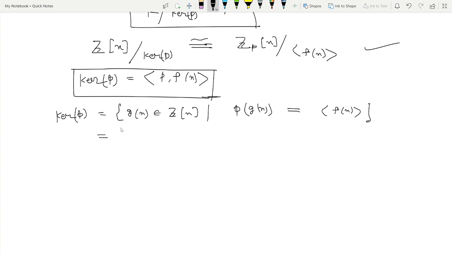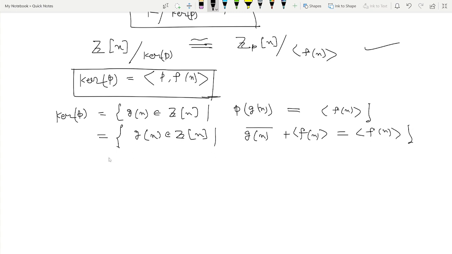So let me again write this. All such g(x) belonging to Z[x] such that the definition of phi is this: g(x) taken modulo p, plus this ideal generated by f(x), equal to the ideal generated by f(x). So this is an easy result that a plus I equals I if and only if a belongs to I.